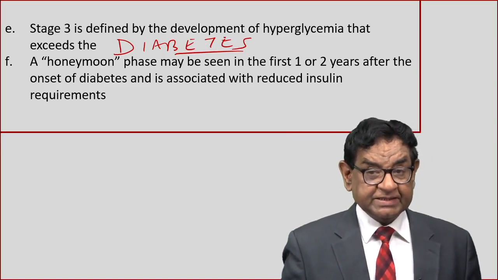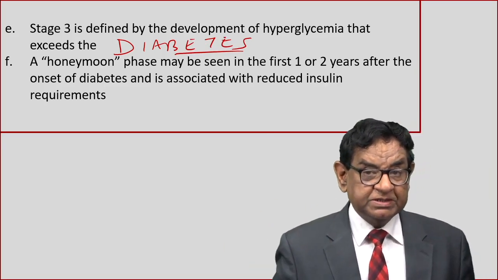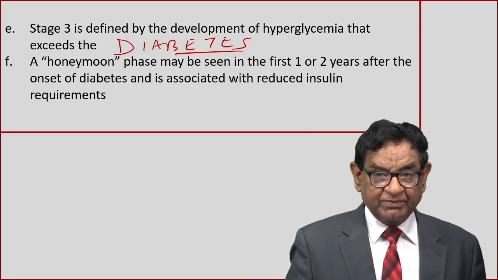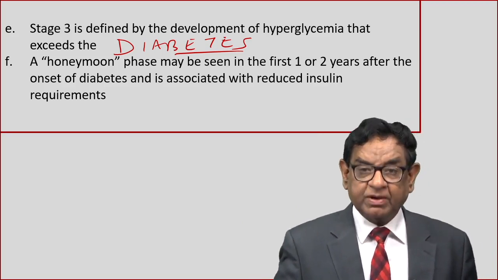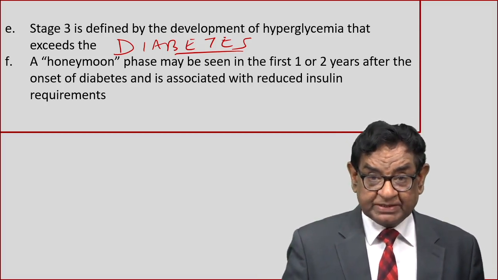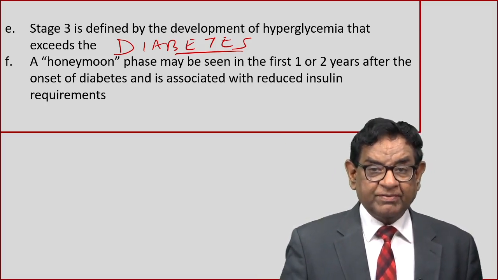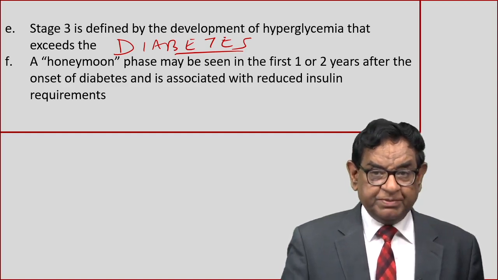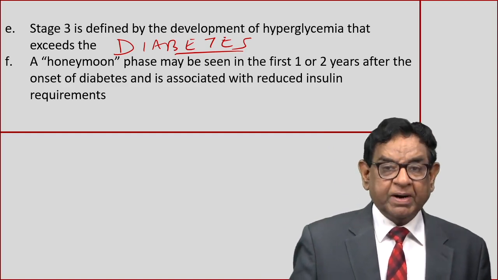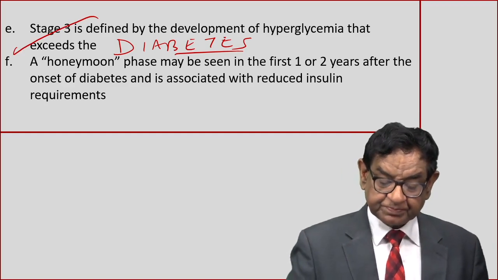So in a nutshell, stage 1: autoantibodies present but blood sugar normal. Stage 2: autoantibodies are there, but there is some disturbance of blood sugar level. Stage 3: we definitely have a diagnosis of diabetes. I hope you know that fasting more than 126, random blood sugar more than 200, or after OGTT 2-hour value more than 200, or HbA1c more than 6.5%. I don't think you need to write this; we have discussed it in part 1 of the diabetes lecture. So now this is frank diabetes, stage 3.